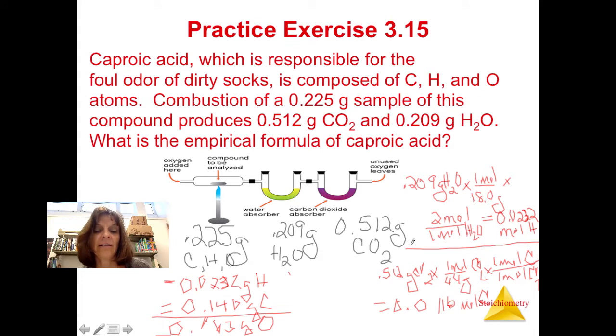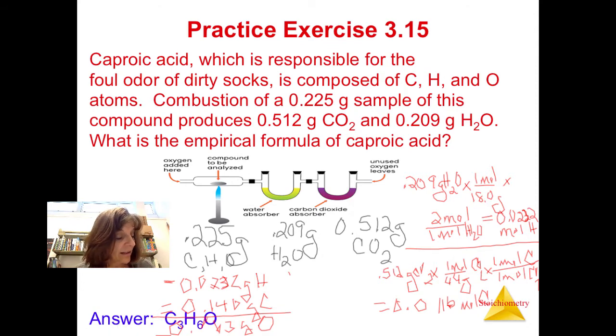Pause the video for a second and get the answer. All right, you should have found that you had 0.03875 moles of oxygen. Divide by the smallest and you get a ratio of 3 to 6 to 1. All right, moving on. Let me know if you have trouble with the combustion analysis. You'll be doing some homework on this over the weekend.